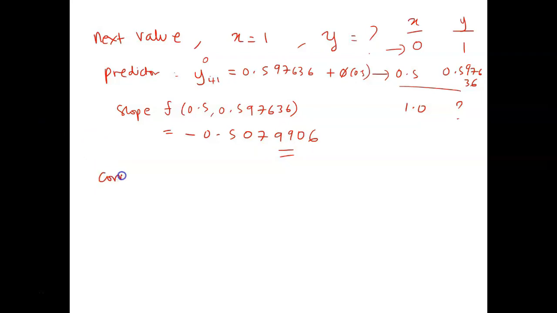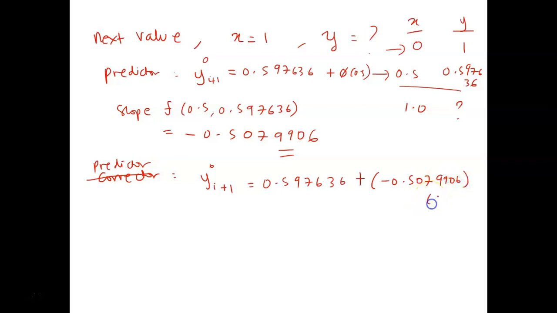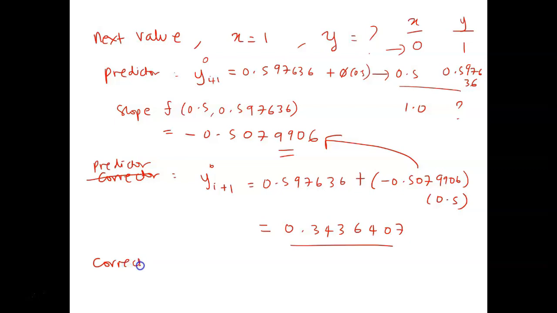So for the corrector equation, yi plus 1. Oh, sorry, we are still in the predictor. So for the predictor equation, yi plus 1 equals 0.597636 plus negative 0.5079906 times 0.5. This is from here. So you will get 0.3436407. Now this is the initial value of Y, and now we use the corrector to work out the next value of Y.